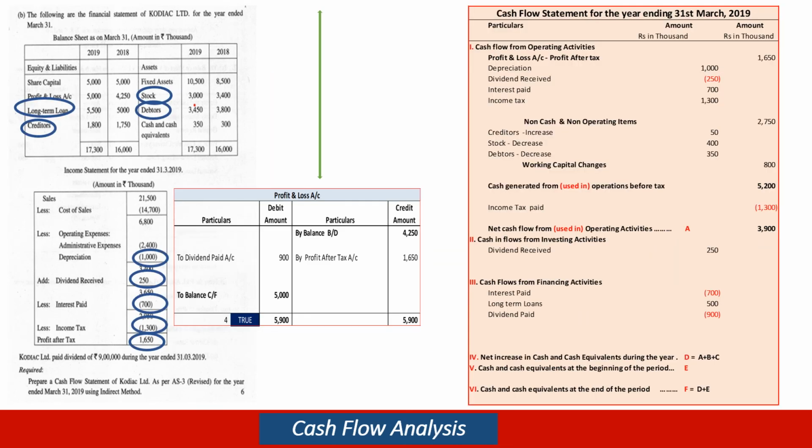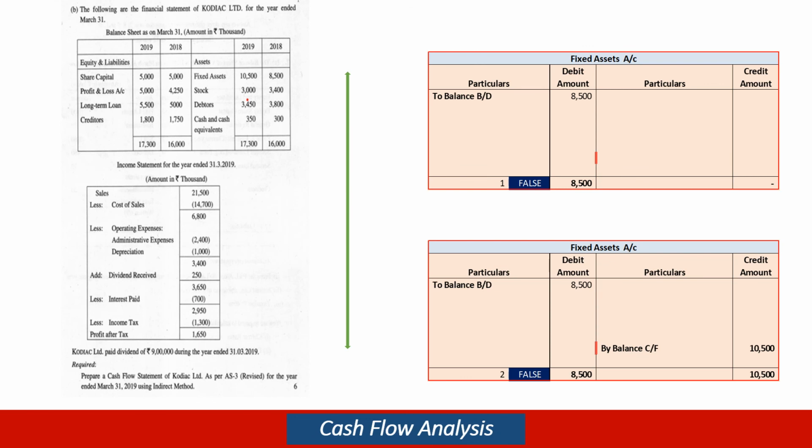Therefore, go back here, take this account of profit and loss. You have to post from profit and loss account 900 dividend paid. Dividend pertains to financing. Post dividend payment of 900.